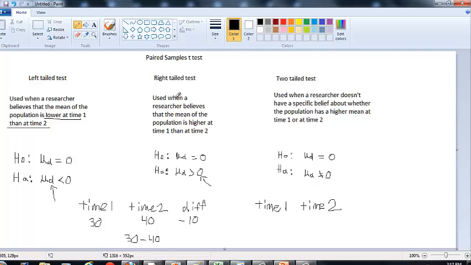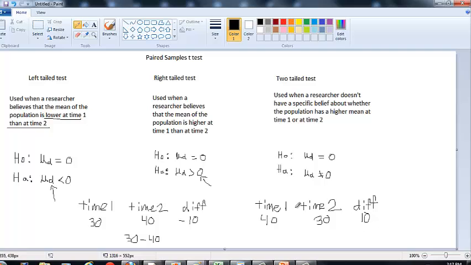A right-tailed test is used when a researcher believes that the mean of the population is higher at time 1 than at time 2. If it's higher at time 1 than at time 2, it means the population mean has dropped from time 1 to time 2. Maybe it's dropped from 40 down to 30. If the population mean has dropped from a higher to a lower number, that means that the difference score will come out to a positive number.